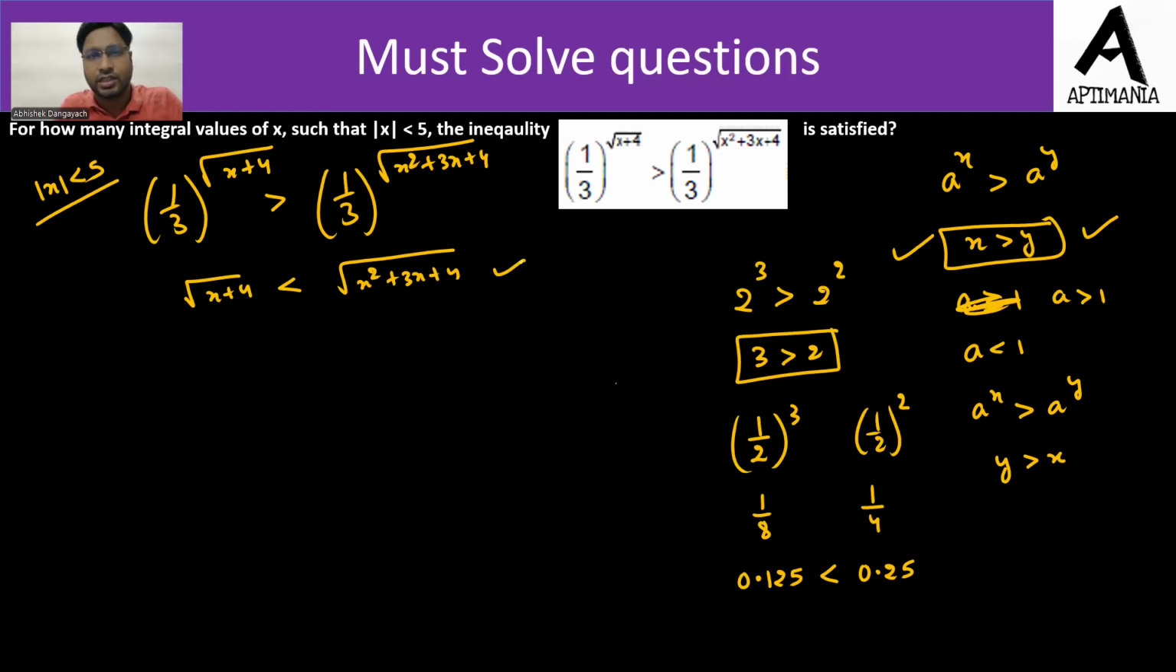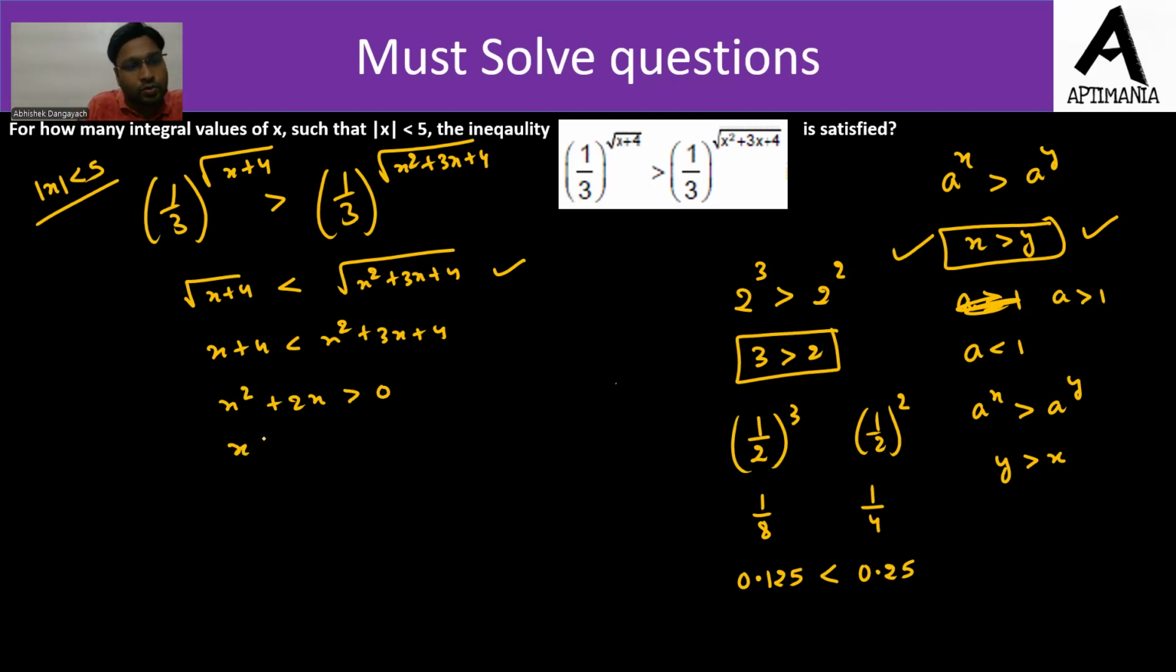This was the catch in this question. It was only this much where students get stuck and confused. Otherwise they solve it the opposite way. So you just had to understand that whenever we have the number which is less than 1, it gets reversed. Right? Higher the power, lesser the number. Right? So when we solve on squaring both the sides, we have x plus 4 must be less than x square plus 3x plus 4. Further, we can say that x square plus 2x should be greater than 0.